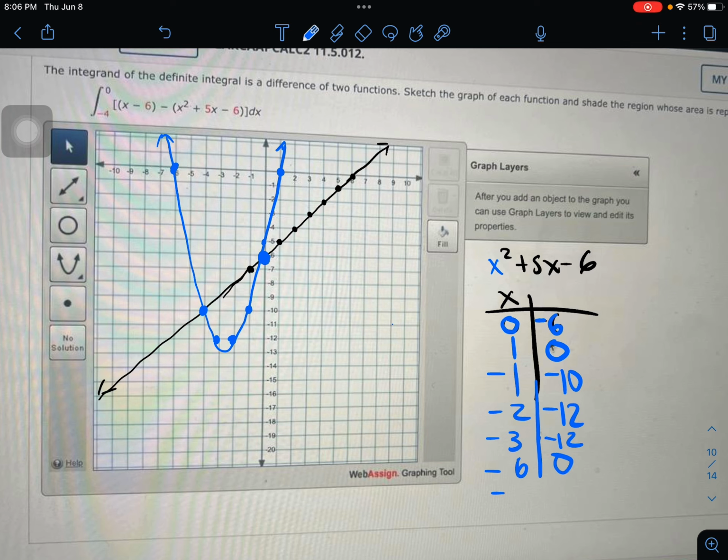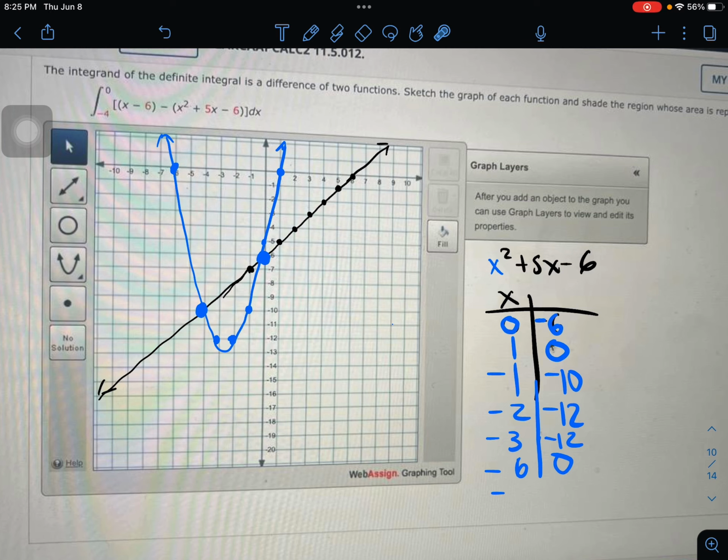Okay, so we're going from negative 4 to 0, between those two x's, which on your graph is these 2 points there. And we're taking the area under this graph. You got to make sure you do this right. And we're going to subtract out the area under that graph.